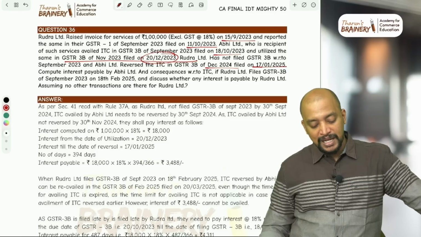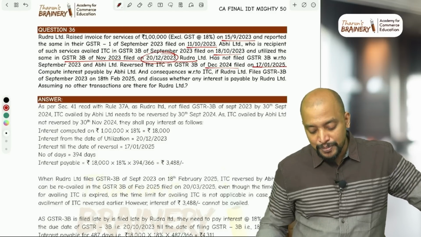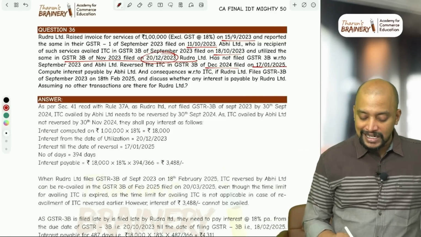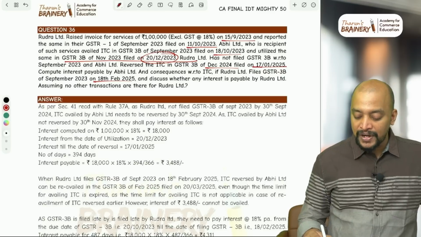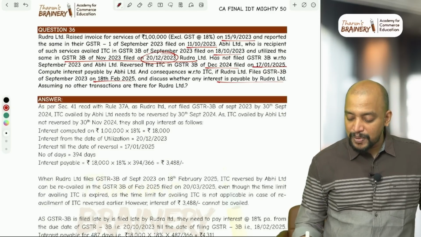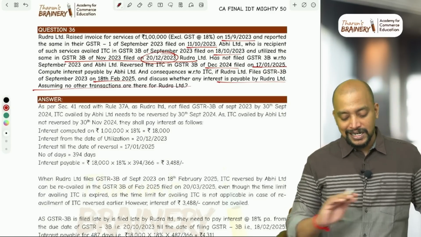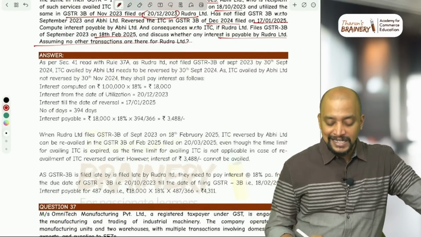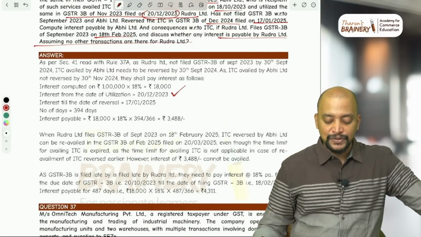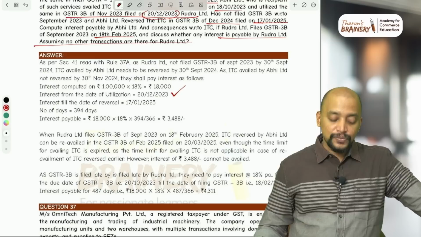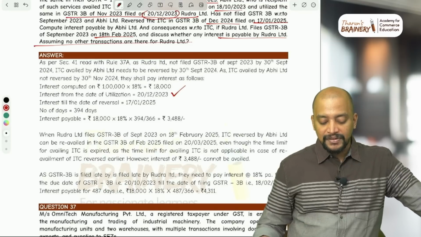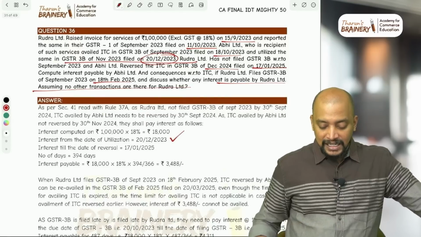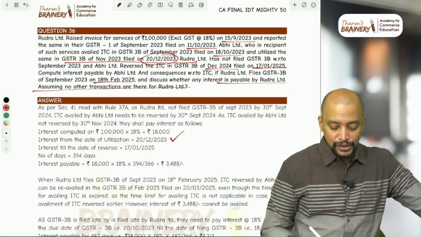Compute interest payable by Abhi Limited and consequences with respect to ITC if Rudra Limited files GSTR 3B of September on 18th February, and discuss whether any interest is payable by Rudra Limited, assuming no other transactions are there for Rudra Limited. First we need to see the date of utilization. The date of utilization will be 20/12/2023 and interest will be computed till the date of reversal. What is the date of reversal? Date of reversal will be 17/1/2025.